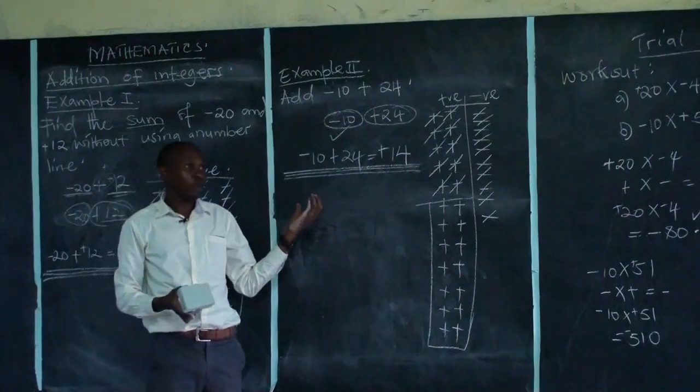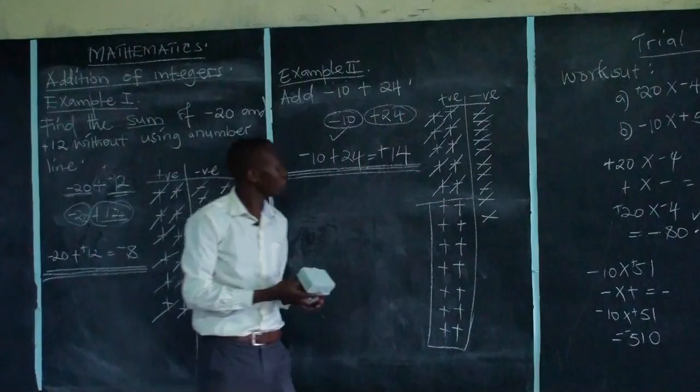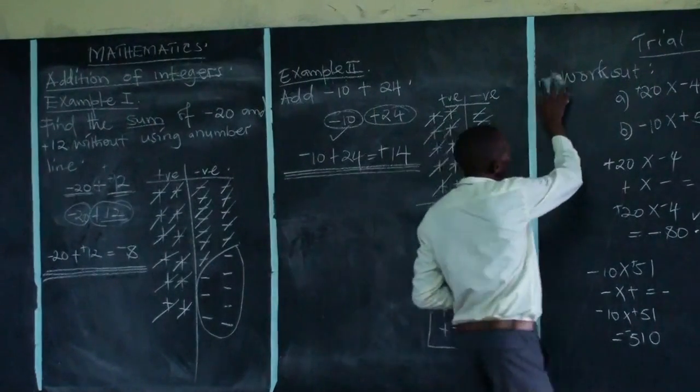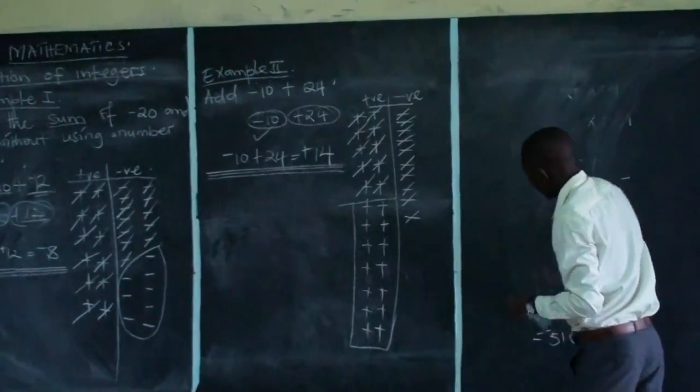This is what is supposed to be done. From there, I'll also give you some two numbers, to add on what we've done. We summarize the thing.